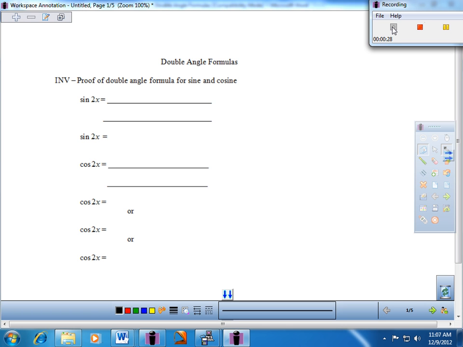how they come about. Plus it uses some things we've talked about before. So it's worthwhile for our time, and then we'll just do a few problems together. So let's start it out here. It says investigation, proof of double angle formulas for sine and cosine.